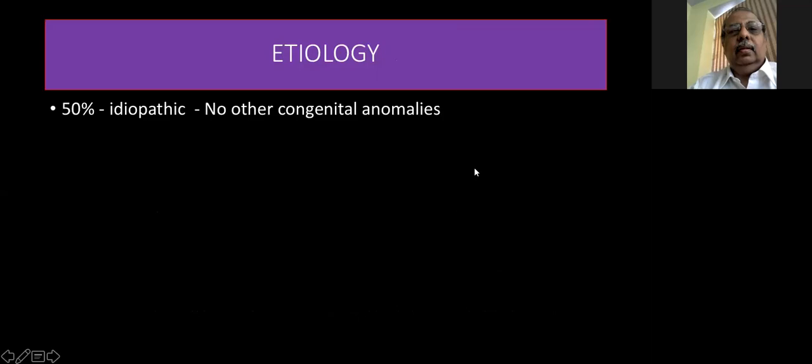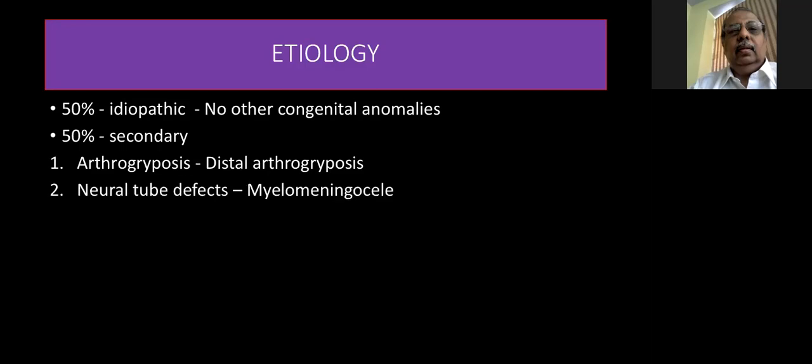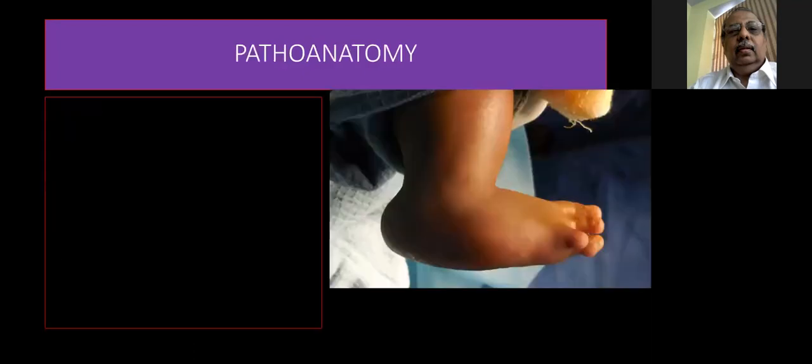Etiology, 50% is idiopathic and 50% is secondary. The secondary causes: arthrogryposis, especially the distal arthrogryposis or amyoplasia, the neural tube defects like meningomyelocele, chromosomal anomalies 13, 15, and 18. Then there are several syndromes associated with that. I will not go into the names.